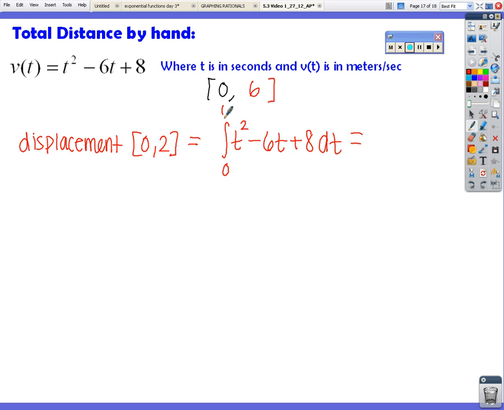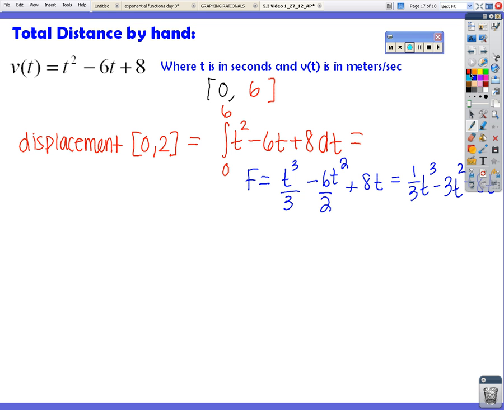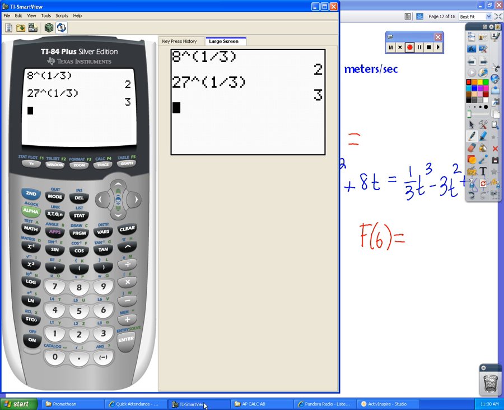So the displacement from 0 to 6, okay? Which means I would need to find an antiderivative. So add 1 to the power, divide by 3, minus 6t, add 1 to the power, divide by 2, plus 8t. And I'm going to actually simplify this so that I can calculate a little bit better. And then plus 8t. So I'm going to need to find f of 6. And I'm going to get a little bit of help here. So 6 cubed divided by, let's see.